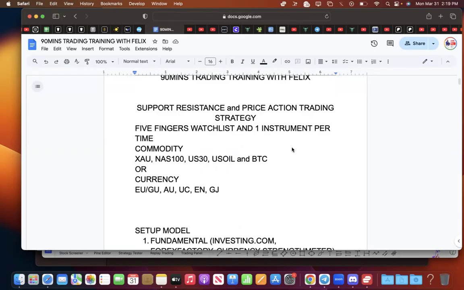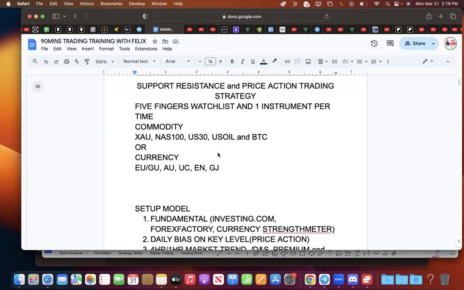If you're a beginner, 3 is okay for you. For me, I'll just give an example. Gold can be traded any season, so you may want to pick gold as your scalping agent. There's NAS 100, US 30, oil, BTC. You can pick gold or BTC as your scalping agent.